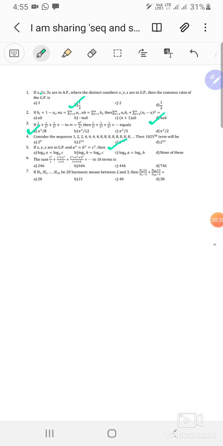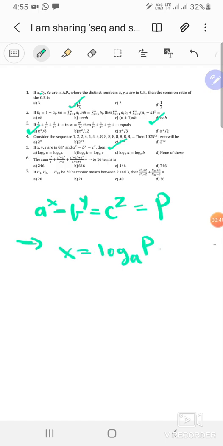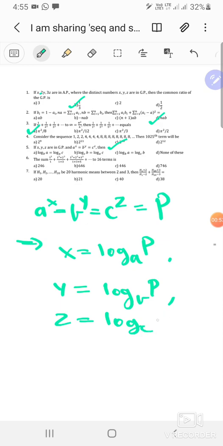Okay, so the bases are in some weird sequence. Fine, so you've got log base b of a and log base a of c. Let's just do it like this. Suppose a power x is equal to b power y is equal to c power z is equal to something, say p. Then x is equal to log base a of p, y is equal to log base b of p, and z is equal to log base c of p.